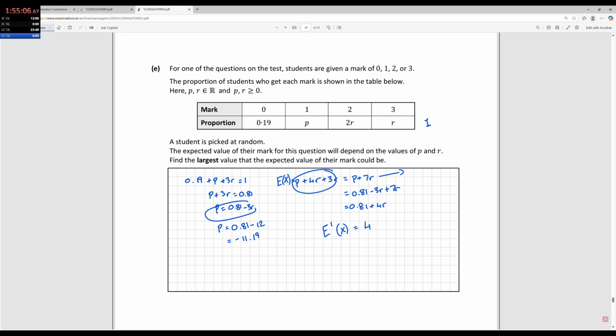Like if you were stuck in an exam, what you could just do is keep subbing numbers in for P and R into the expected value until you spotted a pattern. But as the maths guy, I feel like I can't do that. I need to find the official trickery to it. Well, we know that P plus 3R can't go above 0.81, so you could just keep subbing in different values.